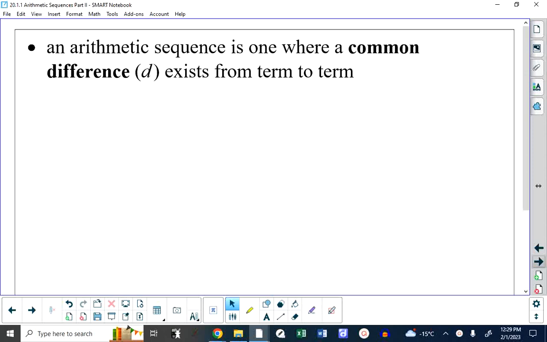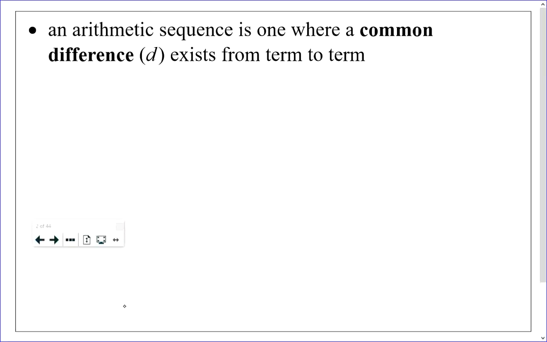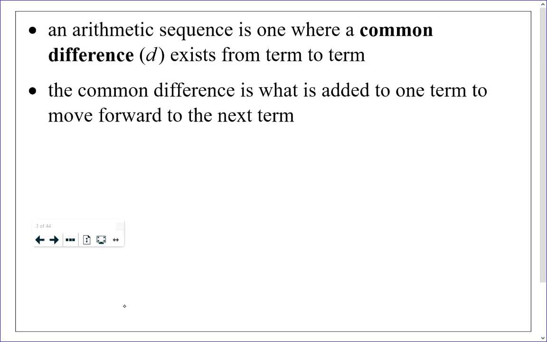An arithmetic sequence is a sequence in which there is what's called a common difference from one term to the next. What that means is that you're adding the same number to a term to move forward. When I talk about moving forward, I'm talking about moving left to right in the sequence, from the first to the second or the third to the fourth position, etc.